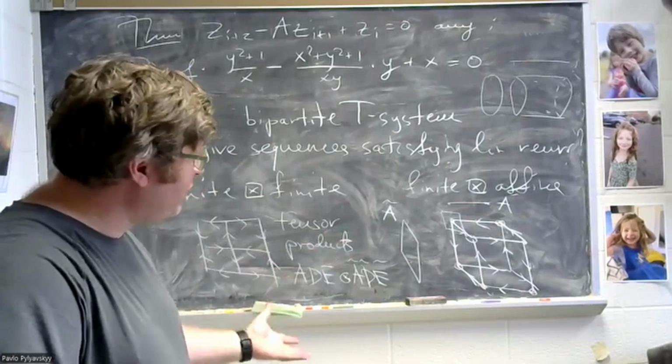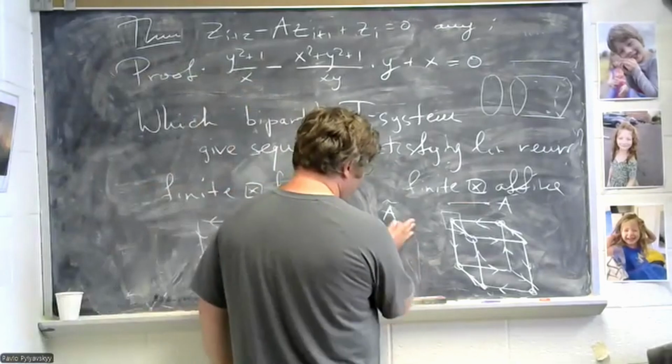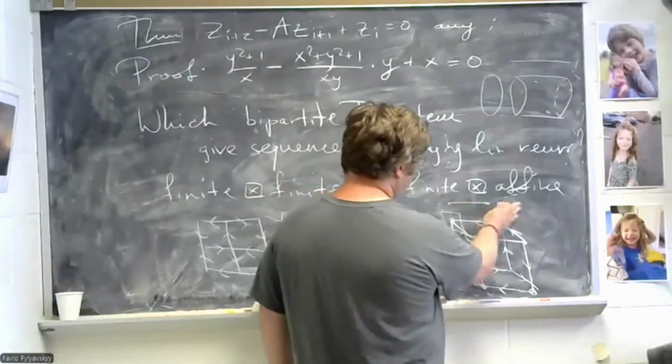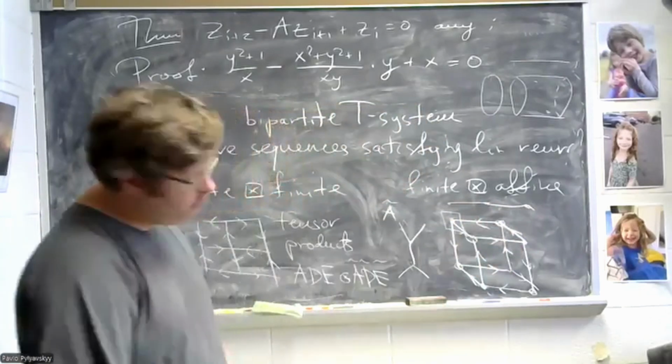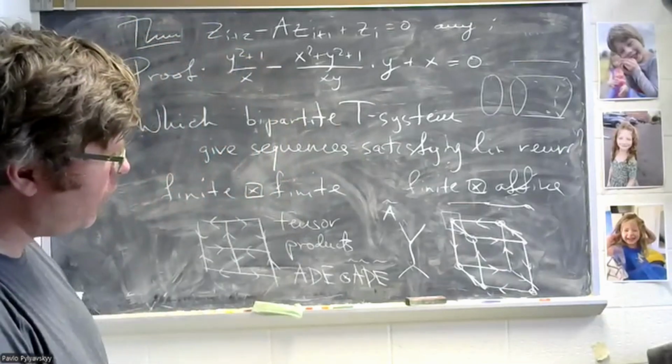We don't know how to prove it in general. So if you take something like affine type G here and type A here or anything else here, we don't know how to prove it. So that's an example of something which is widely open.